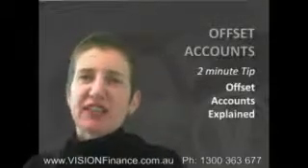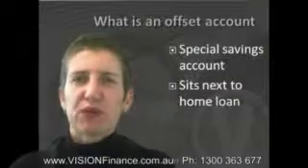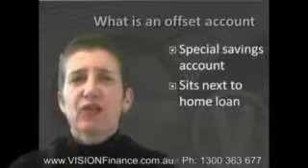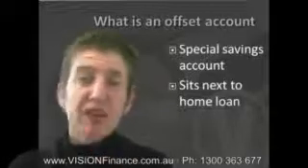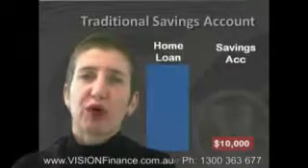So exactly what is an offset account? Well, in a nutshell, it's a special savings account that sits right next door to your home loan. And to go into more detail, we're going to look at two very simple examples. The first thing we're going to do is look at a traditional savings account so that we can compare the difference to an offset account.